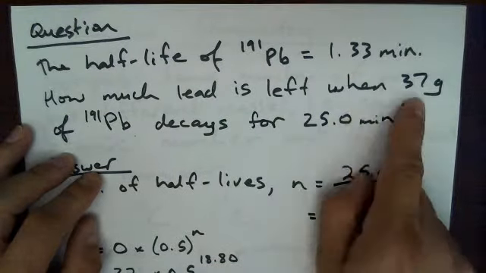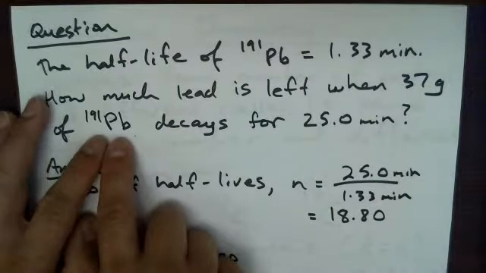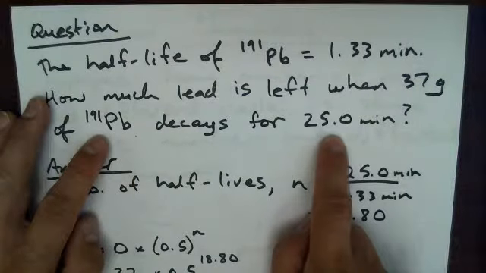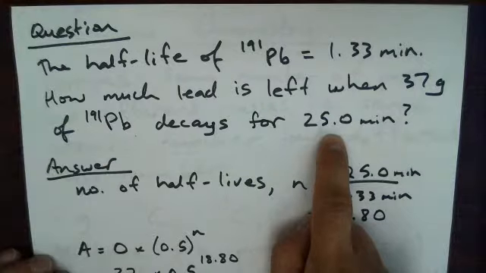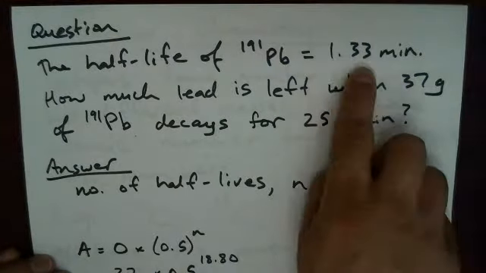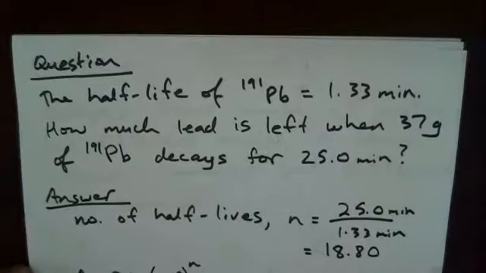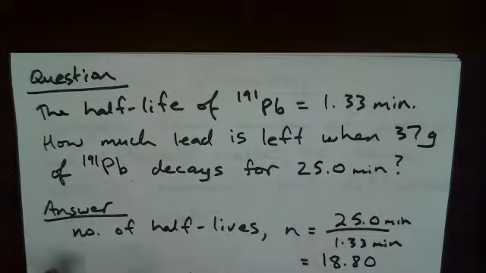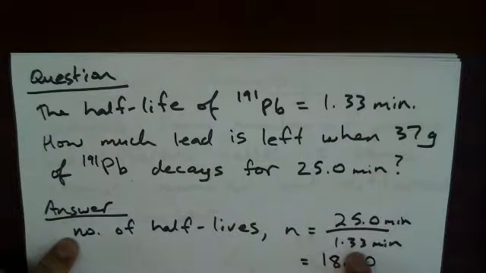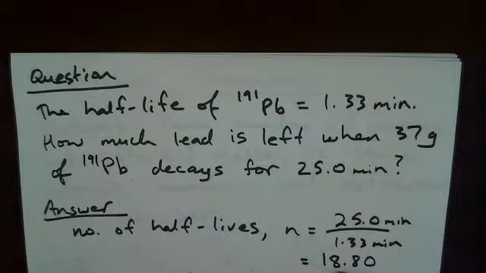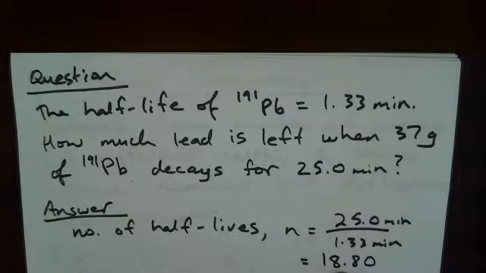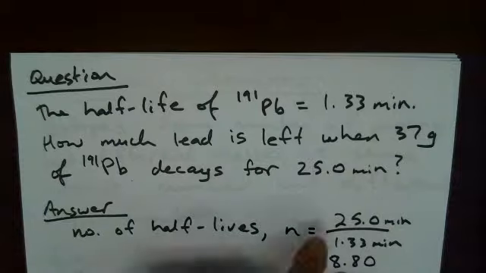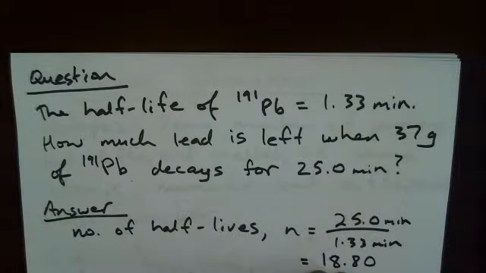How much lead is left when 37 grams of lead 191 decays for 25 minutes? That's quite a lot of half-lives, 25 compared to the 1.33 here. So the first part of the calculation involves calculating the number of half-lives. It'll be the 25 minutes divided by the 1.33 minutes, which gives us 18.80 half-lives. Again, don't round this. If you do that calculation, you might want to put this in the memory of the calculator.